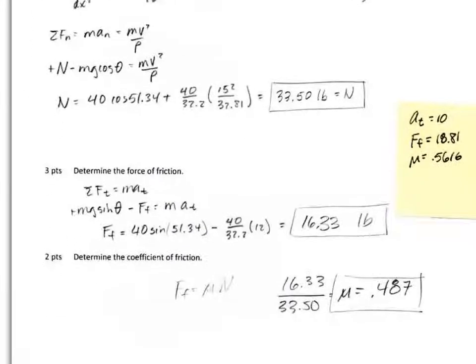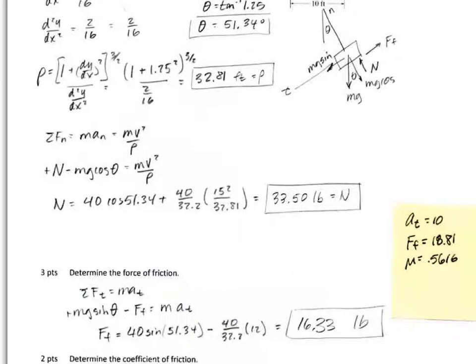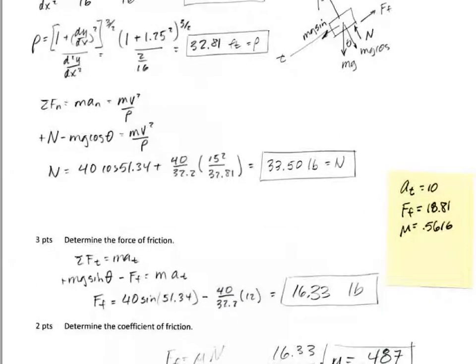The next piece was force of friction. The way we discovered the force of friction was to look in the tangential axis. So let's go back to the free body diagram. The sum of the forces in the tangential is mass times acceleration tangential, and I got a positive mg sine theta minus the force of friction. I just plug that into the equation and solve for it, and I get force of friction is equal to 16.33, and that's all there is to it.